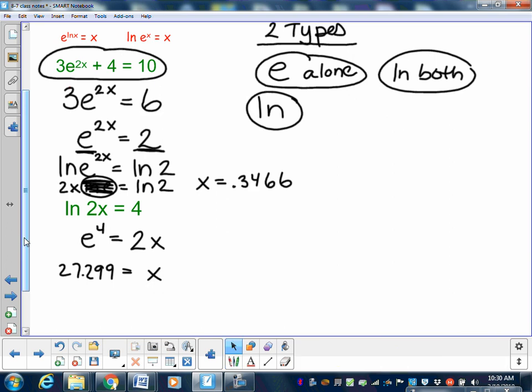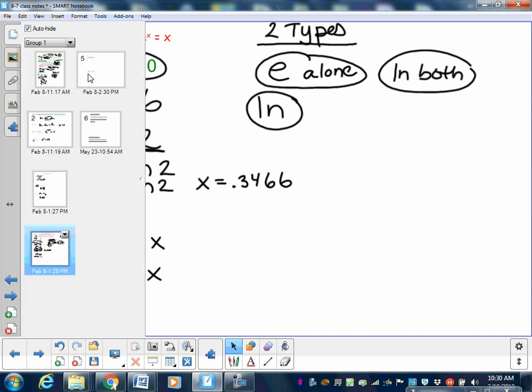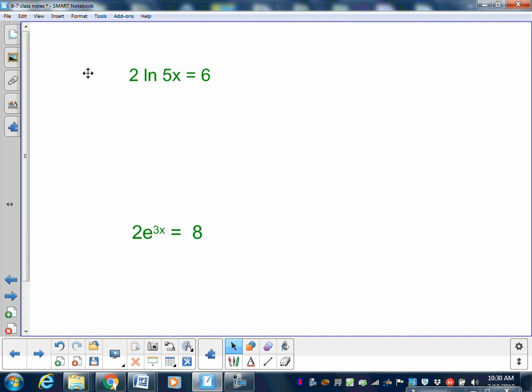So let's go through two more, and that's all for the notes. That's all we learned. We learned about the e button, or the natural log. Let's do two more problems, and we are done with notes. Two last ones on the test.